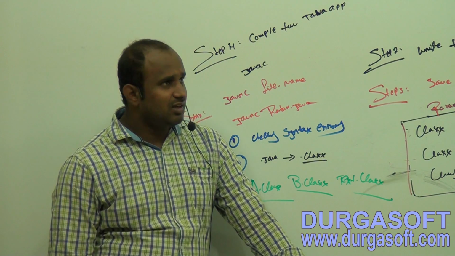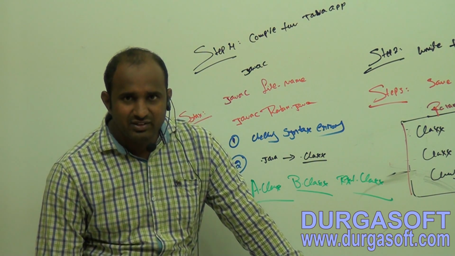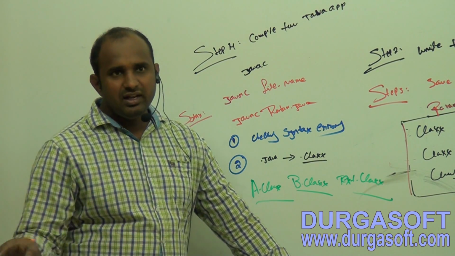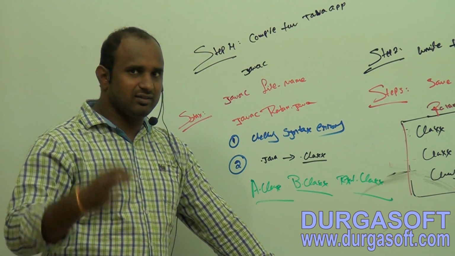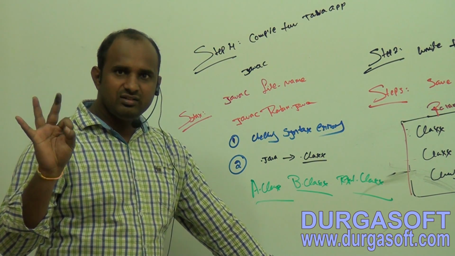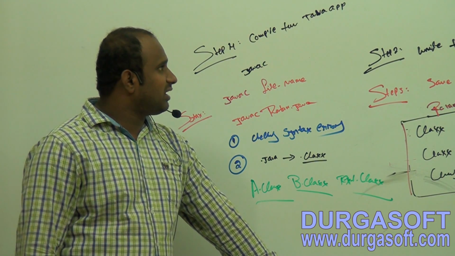So tell me, the .class file is generated by the compiler. The .class file generation is based on the number of classes present in the source. Now in my application, how many classes are there here? 3 classes: A.class, B.class, test.class. This is step number 4, the final step regarding the first application.